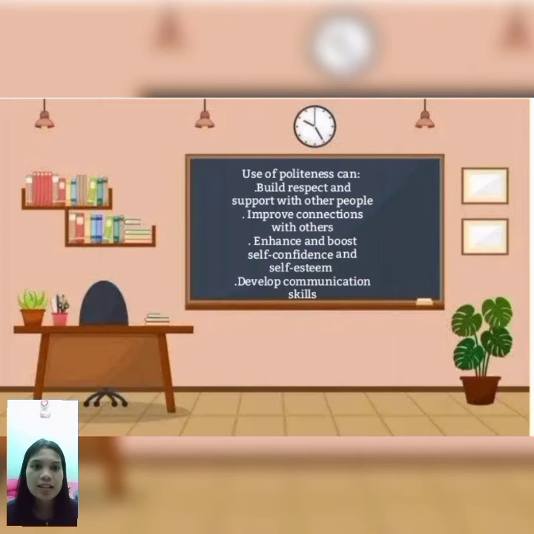The uses of politeness are: first, to build respect and support with other people, improve connection with others, and boost self-confidence and self-esteem. Second, to develop communication skills.